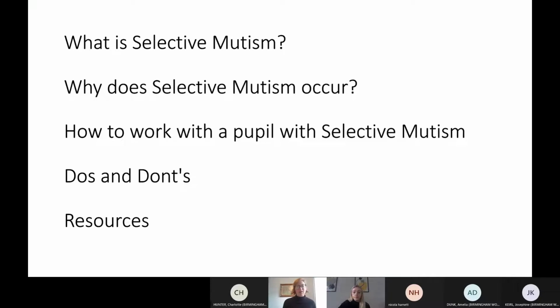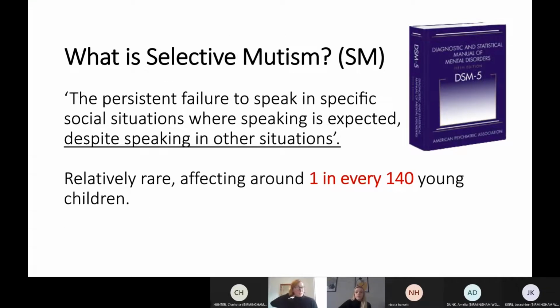And resources as well. So this is adapted from training that I did with a school. So quite often children and young people are referred to as pupils. So what is selective mutism?